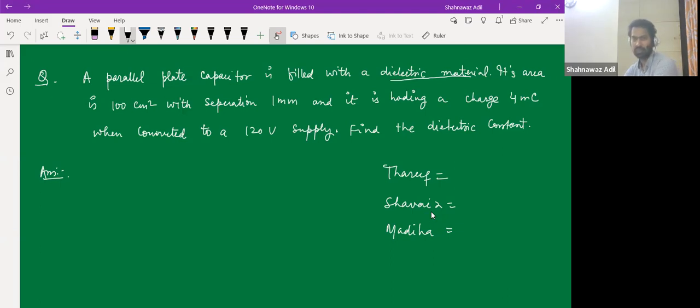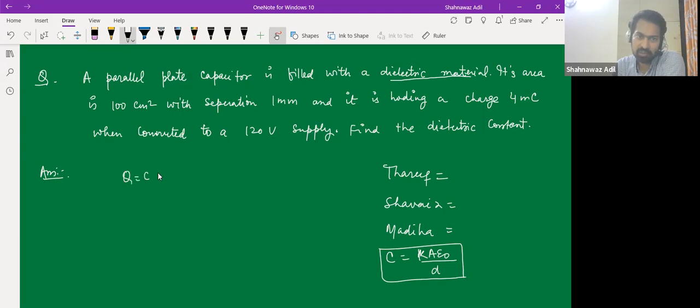We should apply C is equal to K A epsilon naught by d, right? Yeah. So C is equal to K A epsilon naught by d. Then later we find Q is equal to C V, right? Yes, absolutely right. Good. So Q is CV.